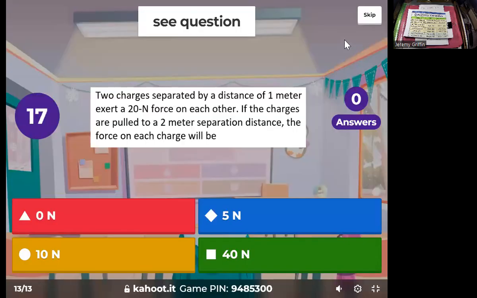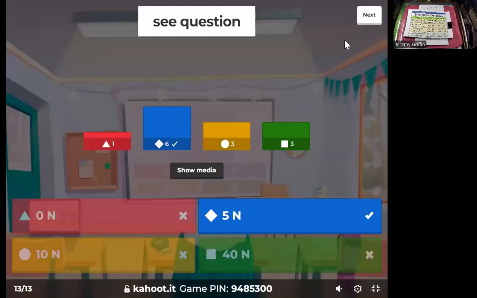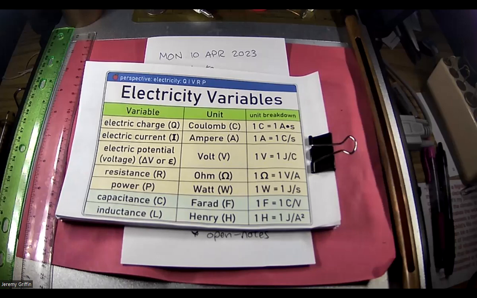Two charges separated by 1 meter exert 20 newtons on each other. If the charges are pulled to 2 meters, now what's the force on each charge? Yeah, okay. So if you double the distance, you get a quarter of the force. A quarter of 20 newtons is 5 newtons. I'll flip over and show that to you guys on paper, the notes from last class on this.